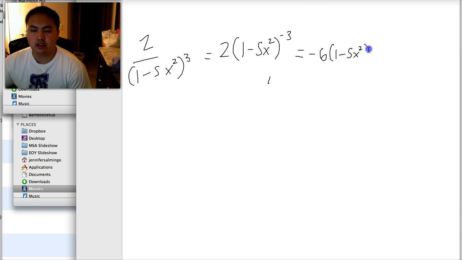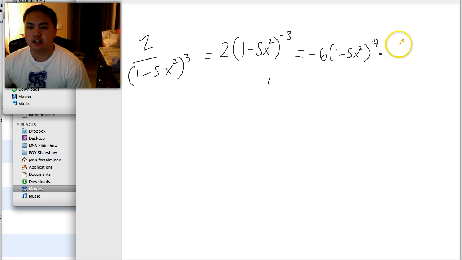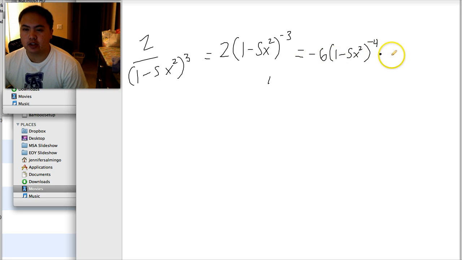I'll leave the inside alone, and then in power rule I subtract 1 from the exponent. So you understand that? And then I multiply by the derivative of the inside. So the inside is 1 minus 5x squared. The derivative is simply just negative 10x.